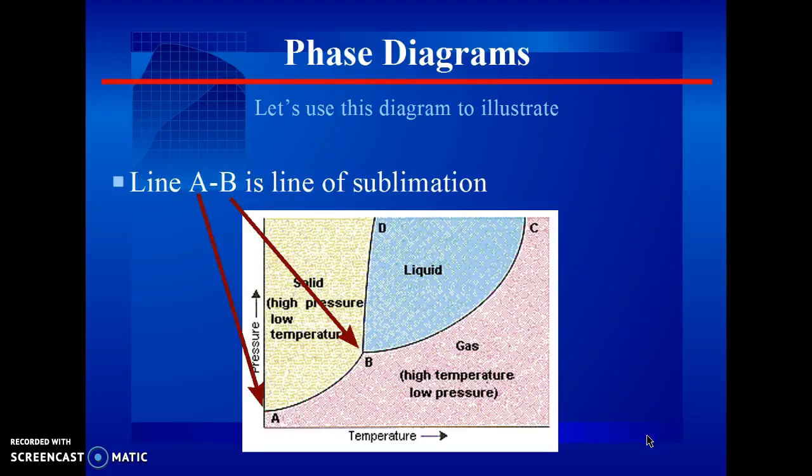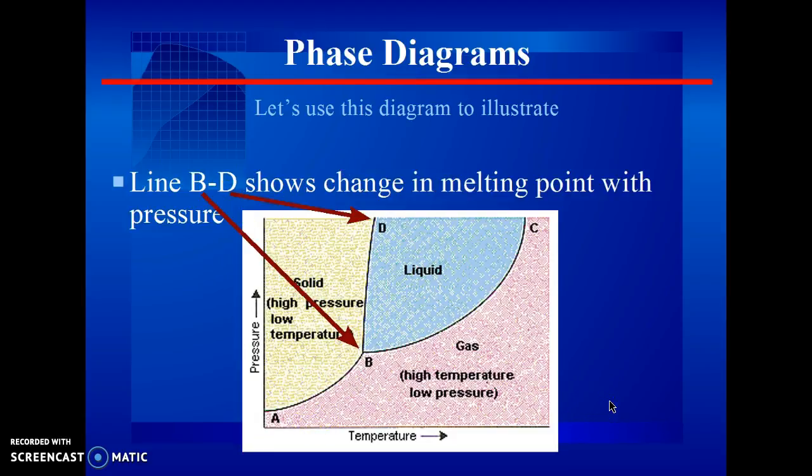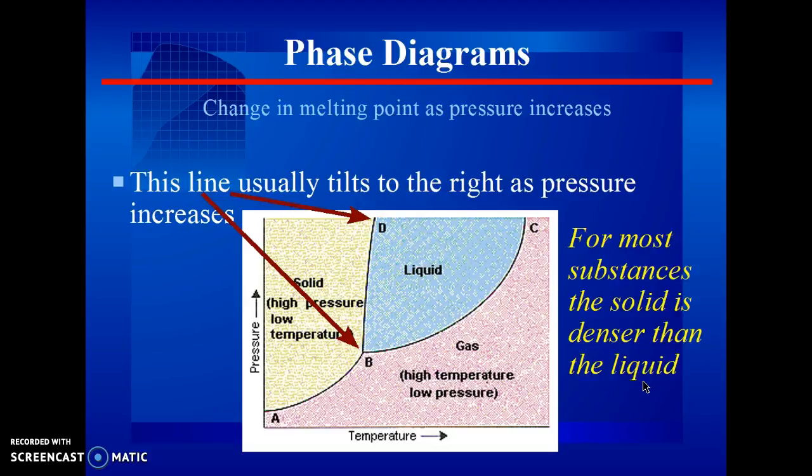Line AB, as you see here, is called the line of sublimation. Here, the solid is in equilibrium with the gas. Below it, you have only gas. Above it, you have only liquid. Line BD shows changes in the melting point as the pressure increases. And as you can see, for most solids, this solid is then denser than the liquid, the line tilting to the right.